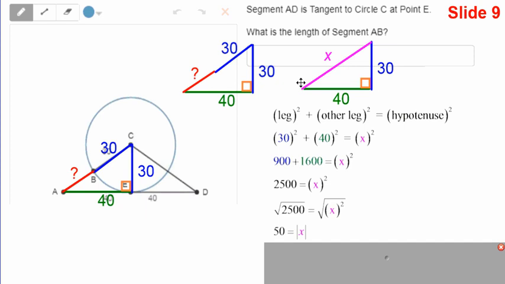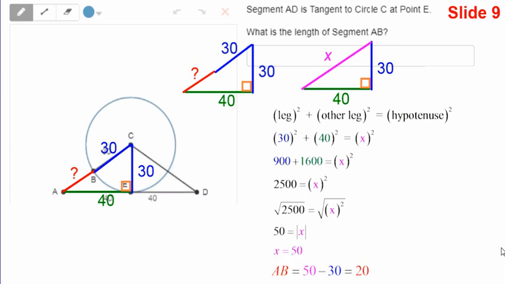Now remember, we're not looking for the entire length of the hypotenuse. We want to know the part of the hypotenuse for AB. Well, 30 units is already used up, so what's remaining? 50 minus 30 would be 20, and that's the length of AB.